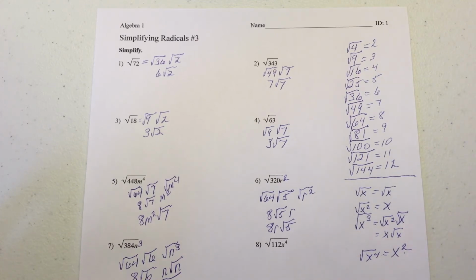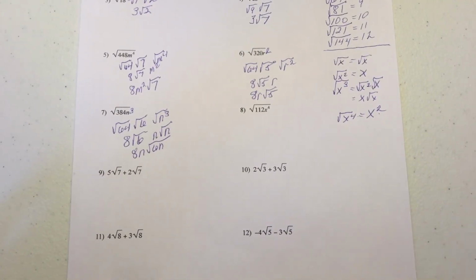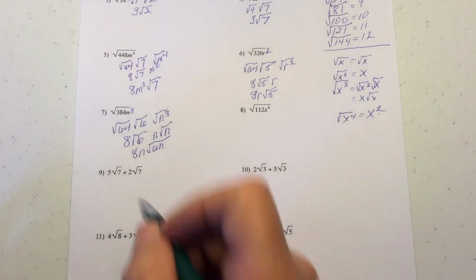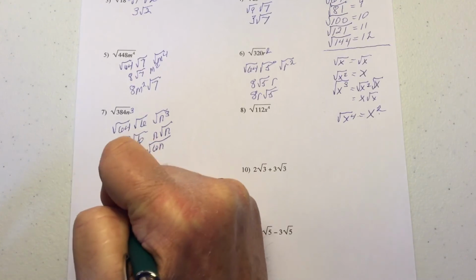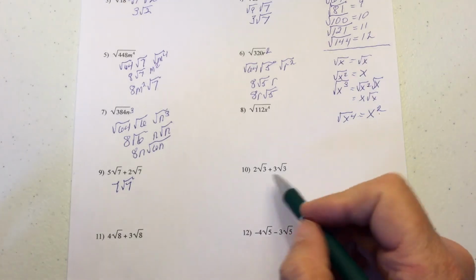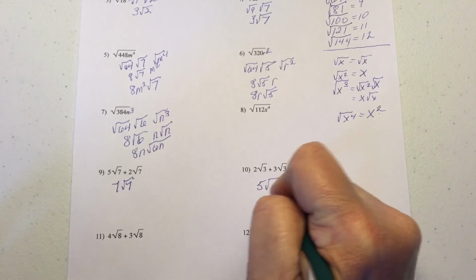So there's a little bit to get us started as far as dealing with variables or letters under the radical sign. Now the last thing we're going to look at to start the week is going to be our adding. And this is going to be pretty simple to start out with here. 5 radical 7 plus 2 radical 7 is 7 radical 7. That's all that there is to it. 2 radical 3 plus 3 radical 3 is going to be 5 radical 3.